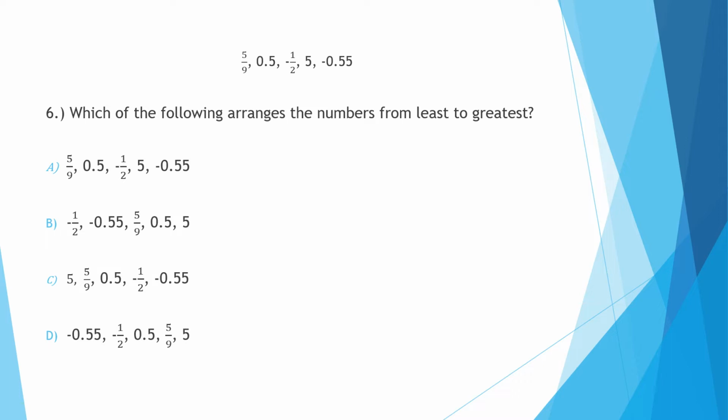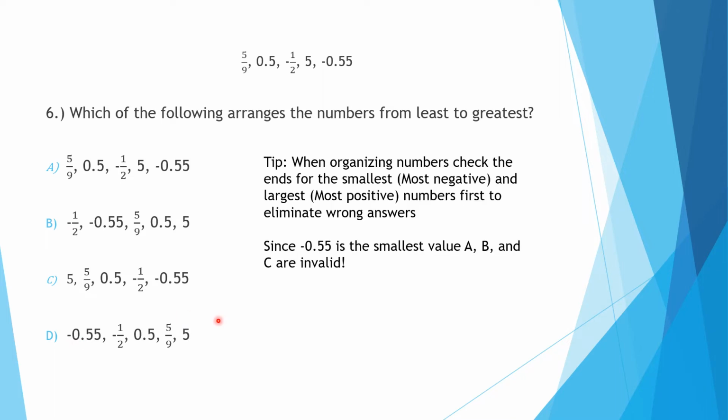When organizing a set of numbers from least to greatest or greatest to least, the easiest way to solve these is to find the smallest or most negative number and the largest number first. In this set of numbers, we can see that -0.55 would be the most negative or smallest number, and 5 would be our largest number. 2 of our solutions will have 5 at the end, but only one of them will have -0.55 at the beginning. We can quickly eliminate incorrect options and get to the correct answer very quickly utilizing that technique.